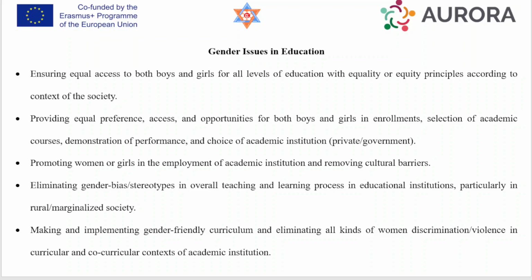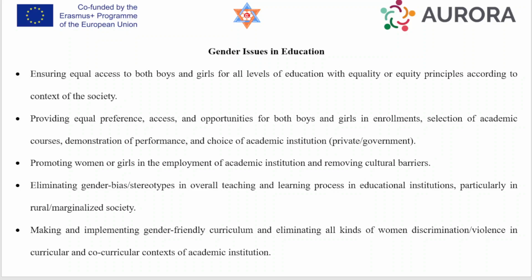The third one is promoting women in academic employment. Encouraging the employment of women or girls within academic institutions is a significant step. This involves actively working to eliminate cultural barriers that may hinder women's participation in various roles within the educational workforce. The next one is eliminating gender bias and stereotypes.